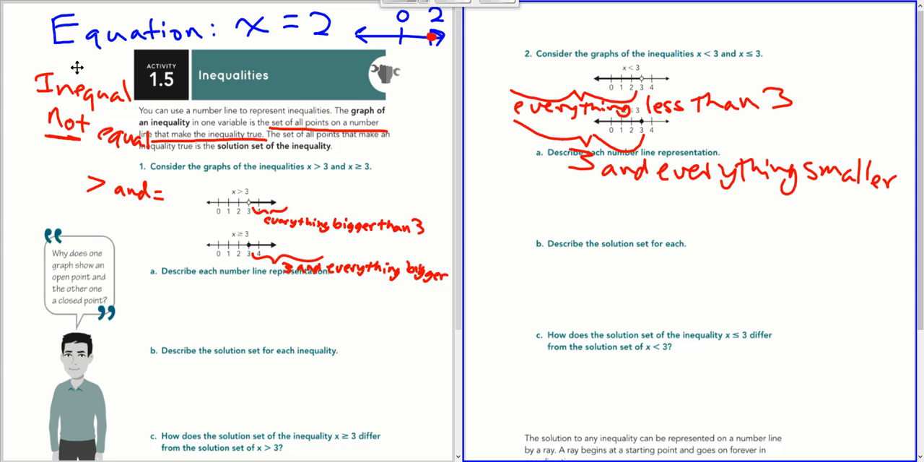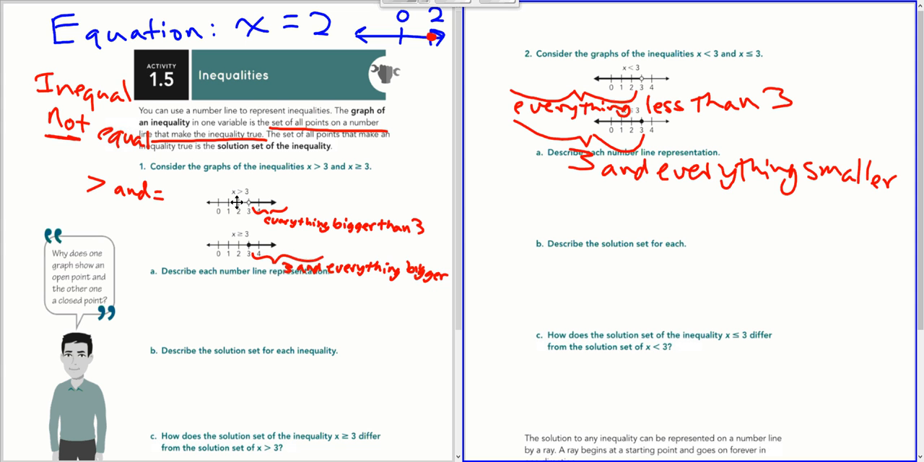Now, an inequality, if they're unequal, it means they're not equal. So really, the graph of an inequality is showing the set of all points on a number line that make the inequality true. Now, this gets tricky because there's going to be a lot of options. Think about it. If x is greater than 3, think of numbers that are greater than 3. There's a ton. You'd never be able to list them all. So we're going to have to get creative in how we show this on a graph so that we don't have to spend a lot of time on it.